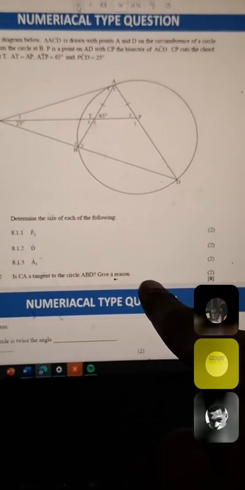I want us to veer off from the whole tangency thing, because look at the next question in 8.2: Is CA a tangent to the circle ABD? Give a reason.